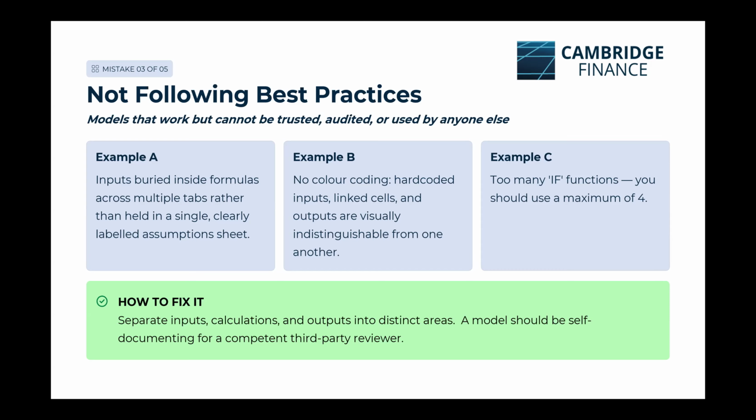This is a mistake, and again, you have to be careful, because AI sometimes loves to put very long formulas, and this is not the most elegant, so you should not do this. How to fix it? It's a matter of making your model look elegant and follow best practice. So you always separate your inputs, your calculations, and your outputs in distinct areas.